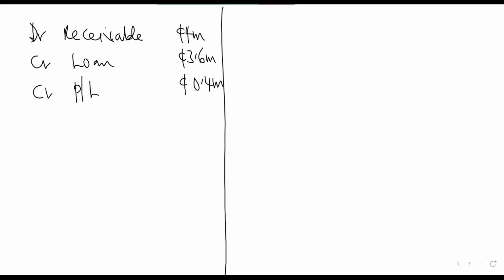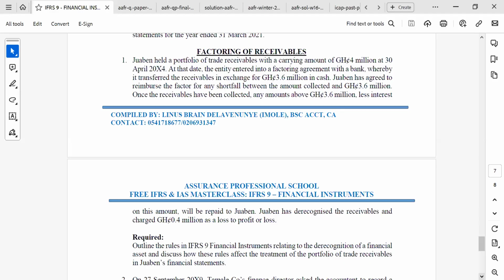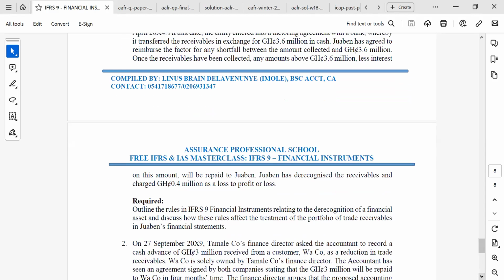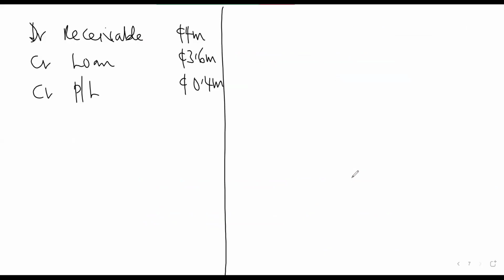Let's take the last one. Then we end it. Sir, please, a question. Yes, please. I thought from the question, you said Dragon has derecognized the receivables and charged 0.4 million as a loss to P&L. So since they've derecognized the receivables and we are reversing the transaction, I was thinking that maybe the receivable figure of 4 million, you are supposed to debit the receivable with 8 million so that the initial one that he credited, if you debit it with 8 million, then it will come back to the normal 4 million. Or are you saying that there is no receivables in the receivables account before it was derecognized?